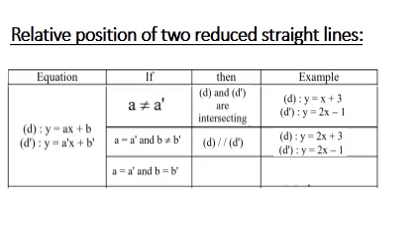And in the third case, if a equals a prime and b equals b prime, then those two straight lines are confounded because they have the same coefficients. As an example, y equals x minus 1 and y equals x minus 1 is the same straight line, so they are equal. Then we say that they are confounded.